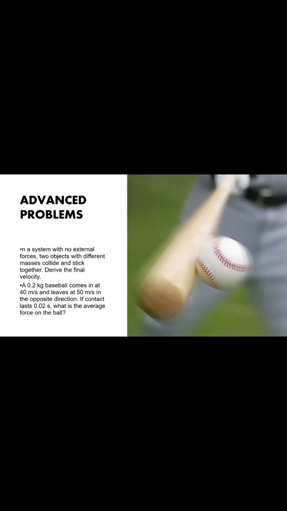For those looking for more challenging problems, derive the final velocity of two objects that stick together with low external force. And if a 0.2 kg basketball comes in at 40 meters per second and leaves at 15 meters per second in the opposite direction within 0.02 seconds, what is the effective force? Try working it out slowly on your own or as homework. Remember, show your steps.